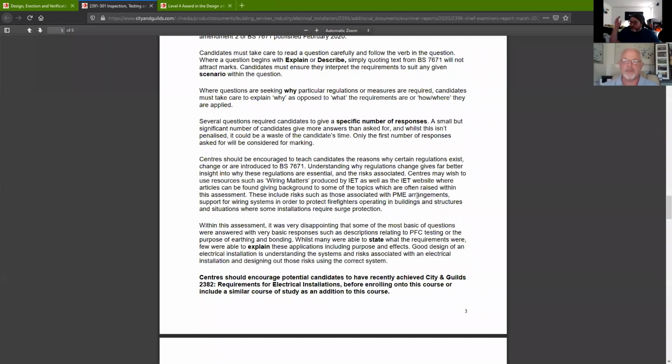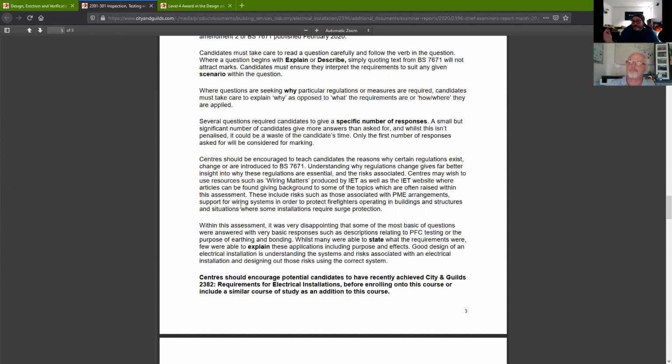Well, let's not go there. Especially at the moment. But anybody who's a PME, if you know what we're up to, you know that we are looking into this right now. Support for wiring systems, in order to protect firefighters operating in buildings and structures, and situations where some installations require surge protection. Oh my God! It's as if, yeah, we've done webinars on that. Webinars on fire, webinars on surge.